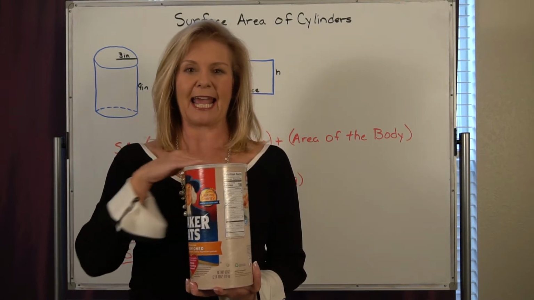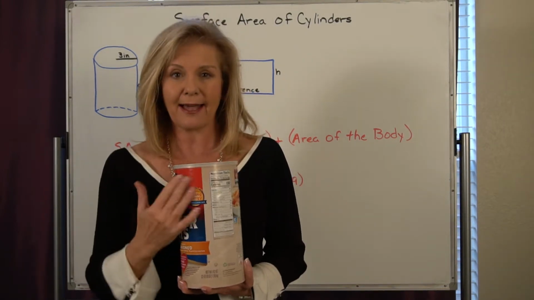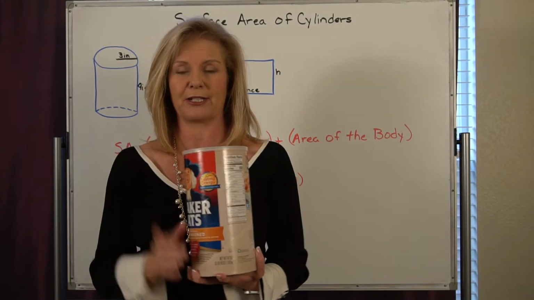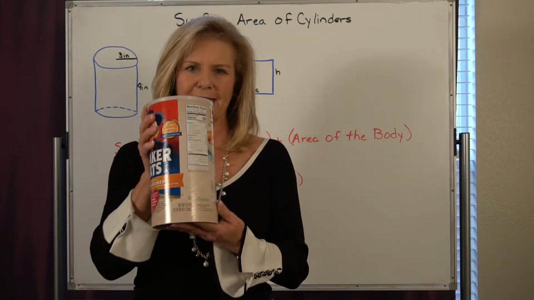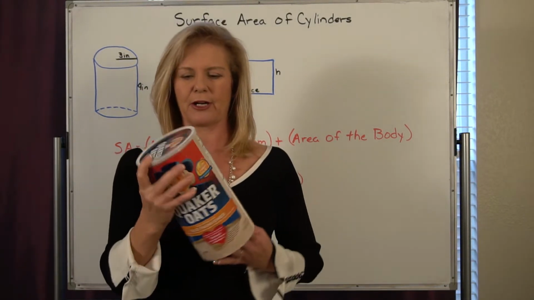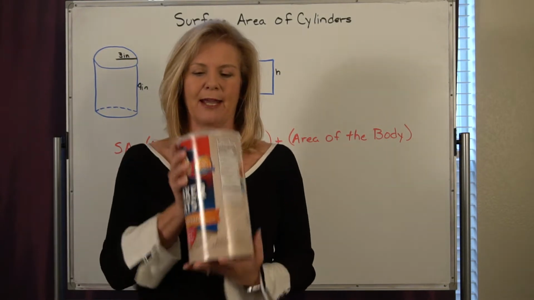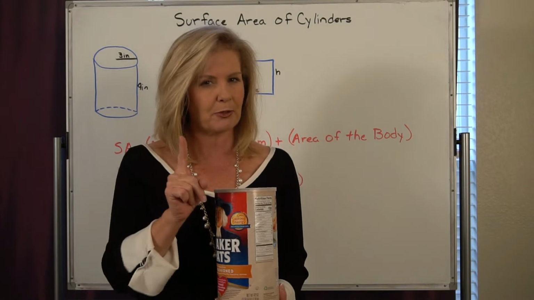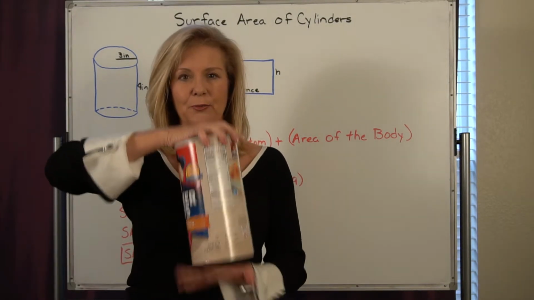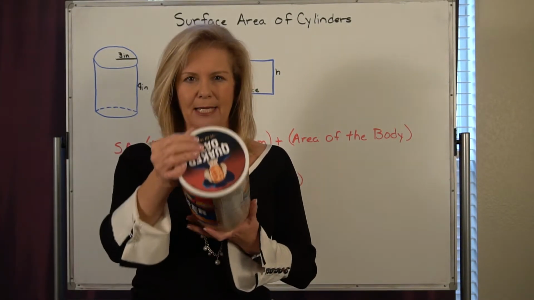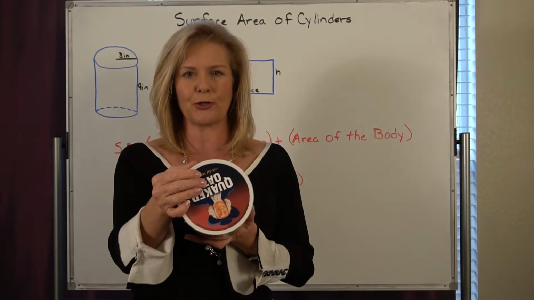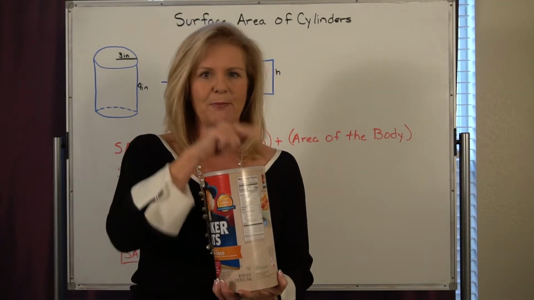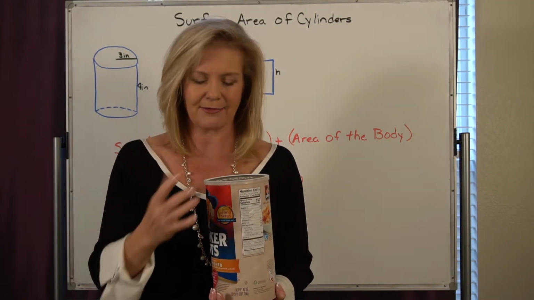Surface area is the area of the outside of a three-dimensional figure. And today we are focused on a very special type of three-dimensional figure called the cylinder. Now, what's special about a cylinder? Well, a cylinder is very similar to a prism in that it has two bases. It just happens to be that the bases are circles. With prisms, the bases were always polygons.